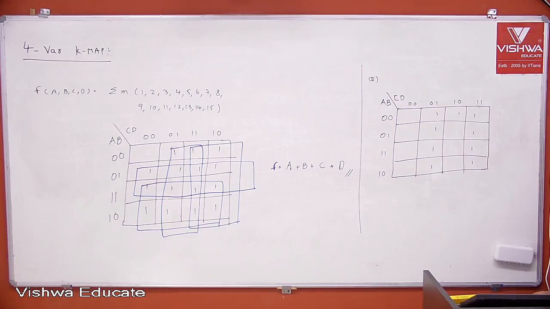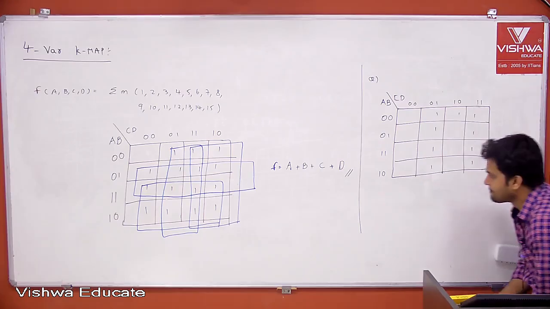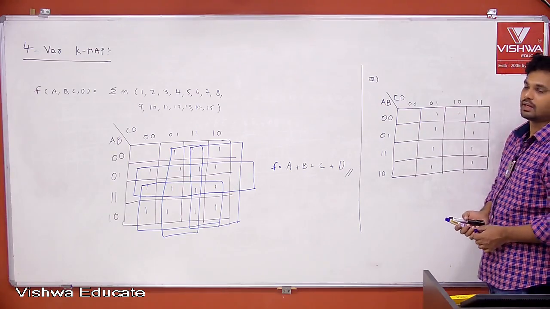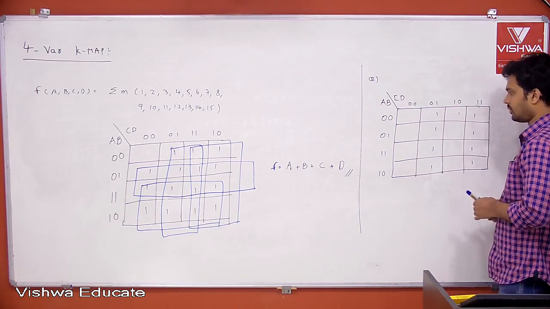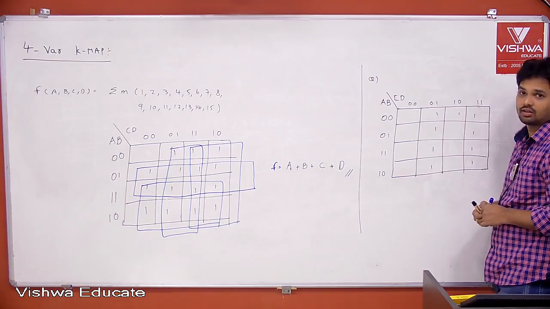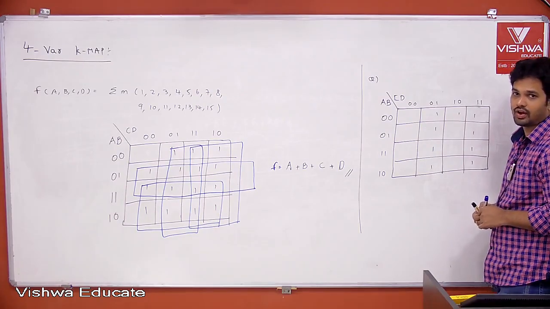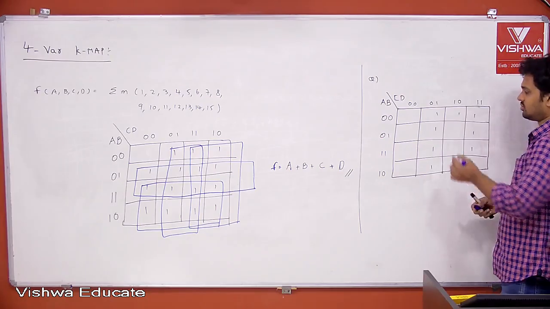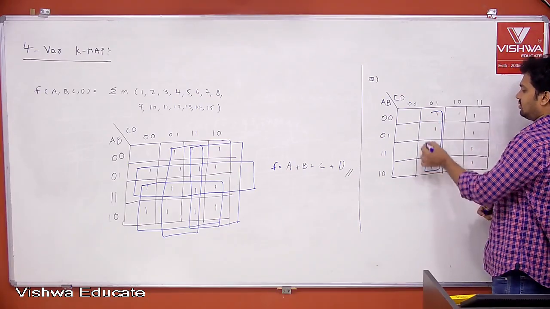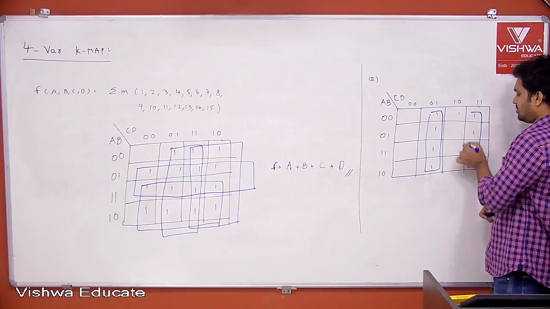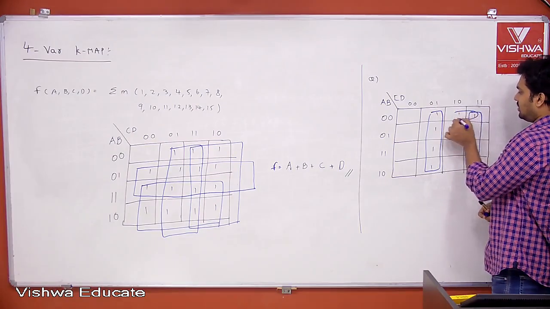What is the answer you say in this question? What will be the answer you are expecting here? Is there any octet possible here? No. Quad? Yes. So you may say the answer will be this one quad, this one quad, and this pair. Wrong answer.